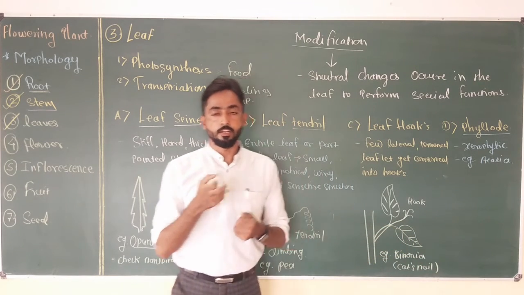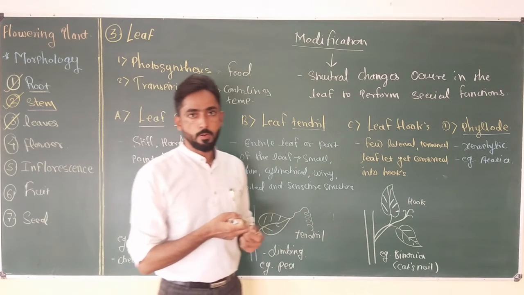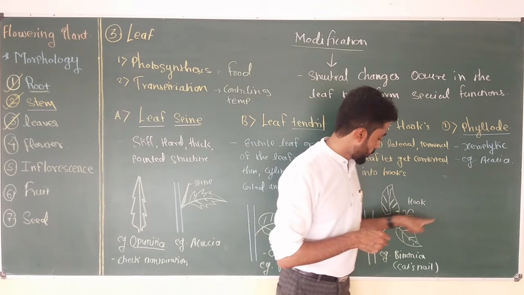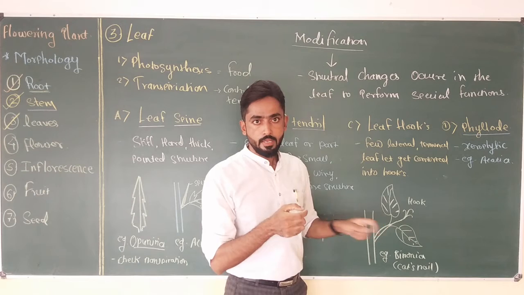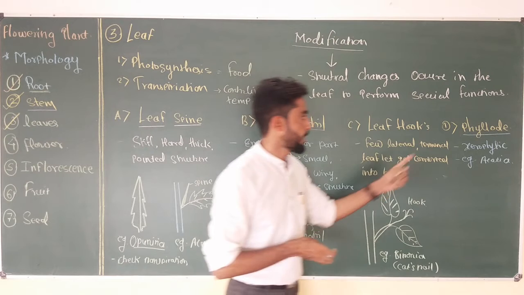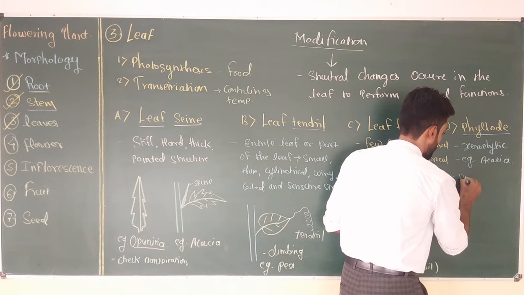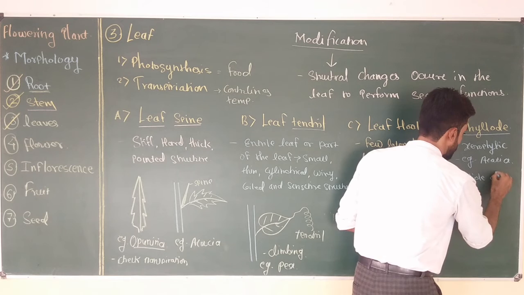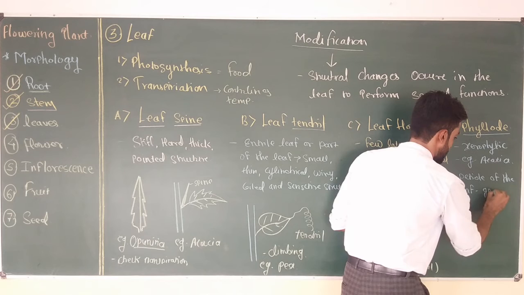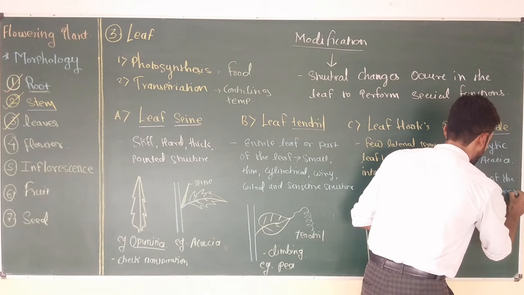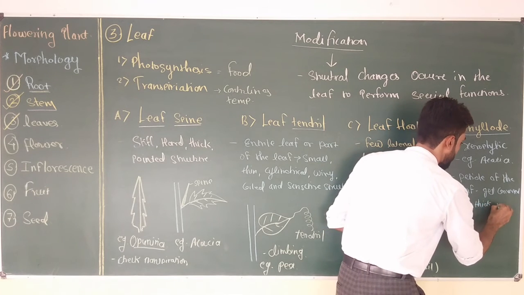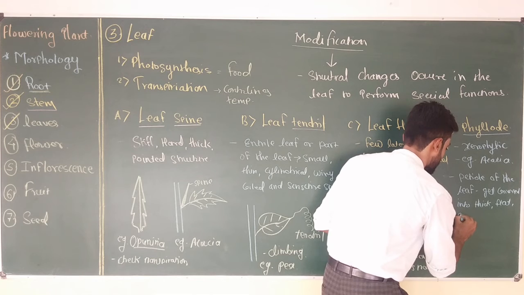the leaf gets reduced. The bipinnately compound leaf falls off very soon, and the petiole, or leaf stem, gets modified into a thick, flat, green structure. It is called Phyllode. So Phyllode is nothing but the petiole of the leaf converted into a thick, flat, green structure.